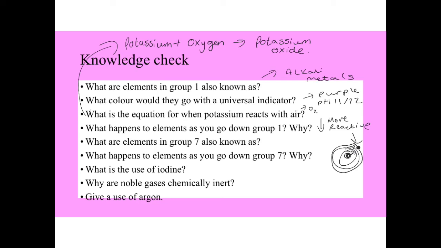What are the elements in group 7 known as? They're known as the halogens. What happens as you go down the group? They get less reactive. They've got 7 in their outer shell, and they need to gain 1 more. Every time you go down the group you add an extra shell, so the further away you are, the less of a pull, so it's harder for that final electron to be attracted to the nucleus.